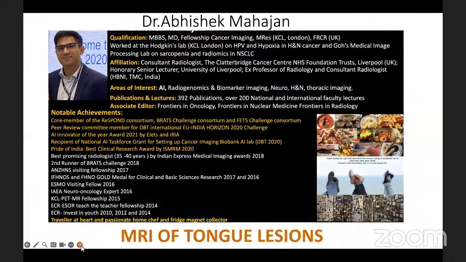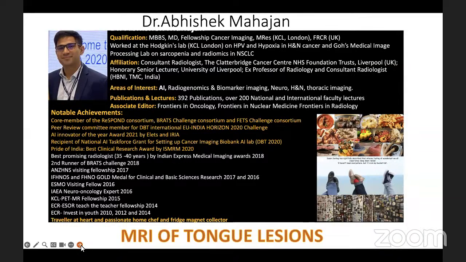The first session will be by Dr. Abhishek Mahajan. He's a consultant radiologist at the Clatterbridge Cancer Center, NHS Foundation Trust, Liverpool, UK, an honorary senior lecturer at the University of Liverpool, and an ex-professor of radiology and consultant radiologist at Tata Hospital in India. His areas of interest are AI, radiogenomics, and biomarker imaging, neuro, head, neck, and thoracic imaging.